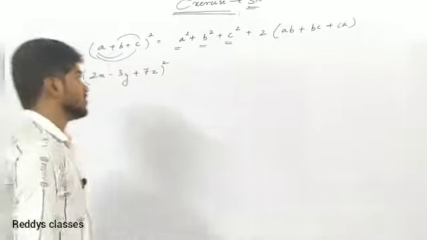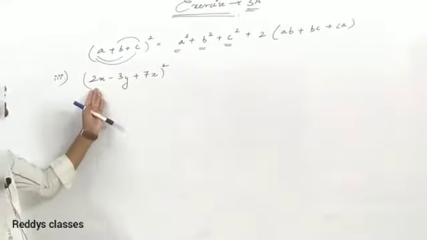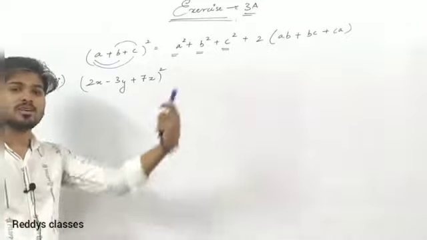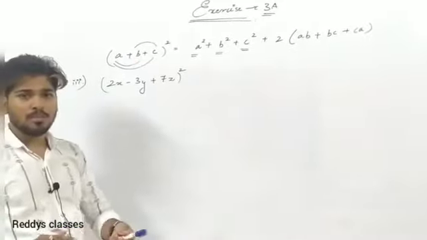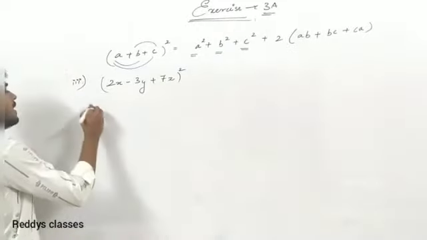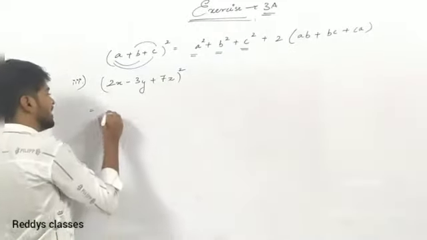Let us start with the question now. We have the third question, (2x minus 3y plus 7z) the whole square. a plus b plus c, same formula we are going to use, but see in which manner. a square, let us start with the formula, a square, that is what?